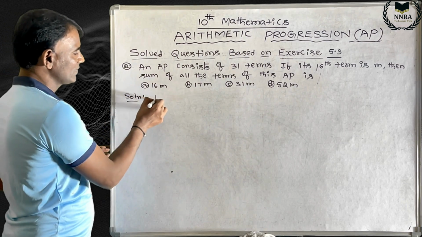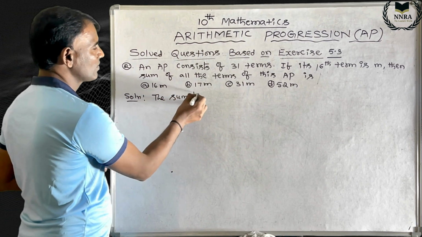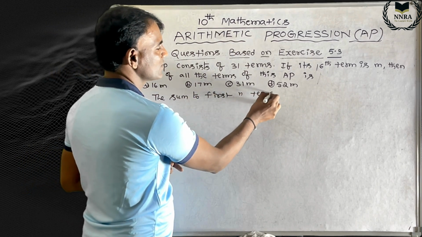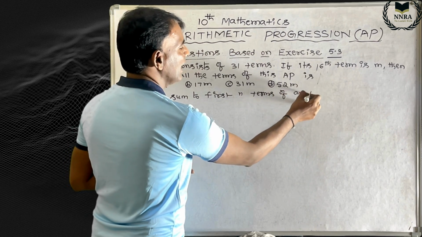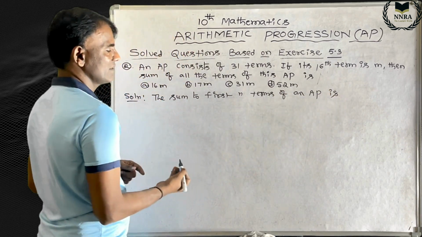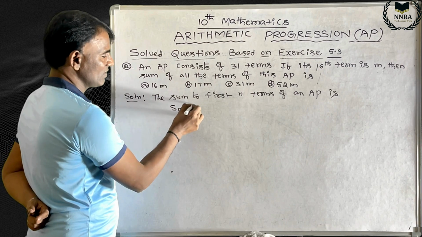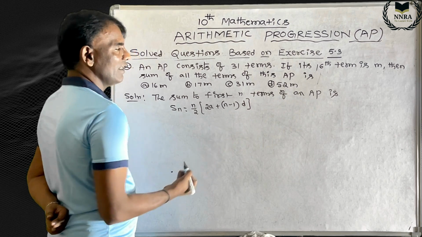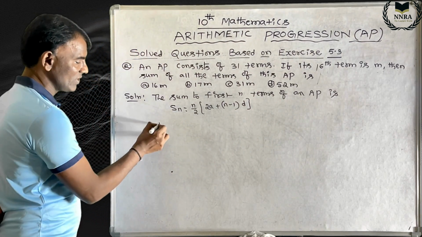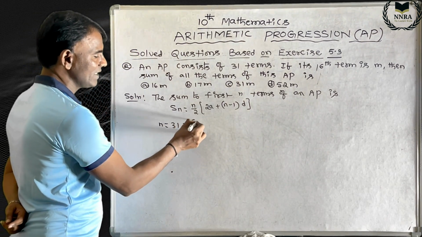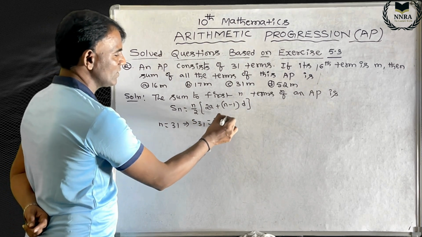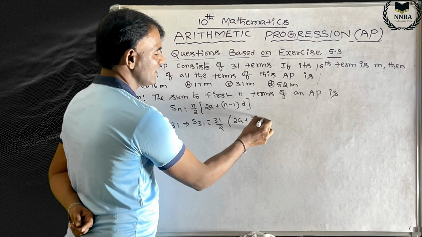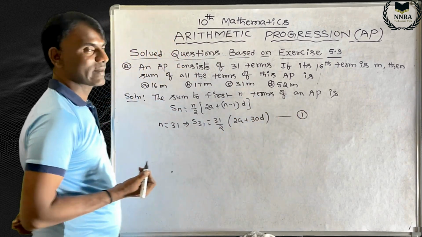The sum of first n terms of an AP is Sn equal to n by 2 into 2a plus n minus 1 into d. And we want the sum of first 31 terms. So n equal to 31. That is S31 equal to 31 by 2, then 2a. 31 minus 1 is 30. Then 30 into d. This is equation number 1.